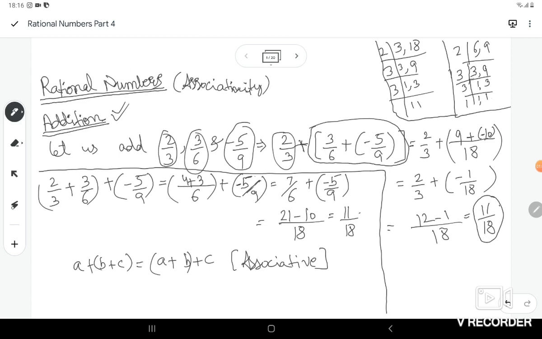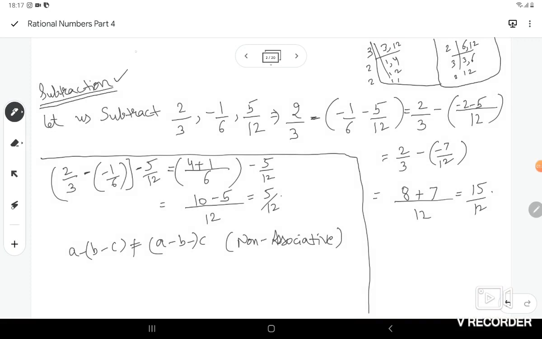Now solving the same numbers in a different manner, in a way that (2/3 + 3/6) + (-5/9). On solving this, the numerator and denominator and taking the LCM, we again get the result as 11/18. From here we can clearly see that a + (b + c) is equal to (a + b) + c. From here we can clearly see that the associative property holds true in case of addition of rational numbers.